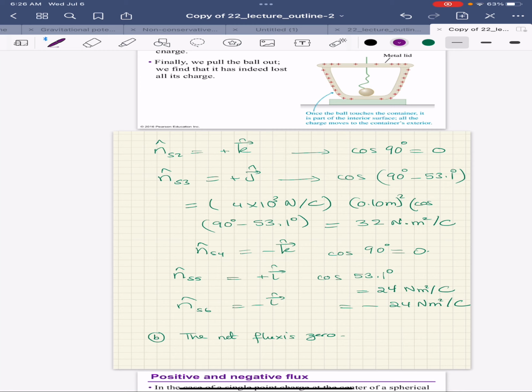When I look at S5 and S6, they are really along the i, which is the x, and therefore one of them is going to be 24 and the other one is going to be negative 24. If we add all of these, the net flux is going to be 0.